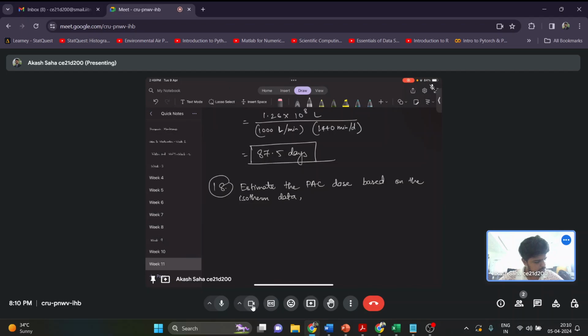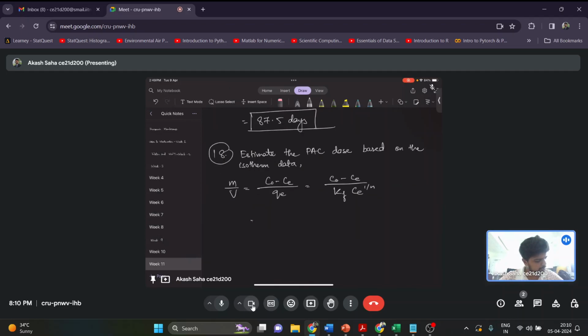Okay, so again m by v is equal to C naught minus C, over qe, and qe is equal to Kf into C to the power 1 by n. So if we substitute, we will get 5 minus 1 divided by 150 into 1 to the power 0.5. Fine. So this is what it is. So we will get 0.0267 gram per liter. So this is my m by v. Okay. So this is what I got as the PAC dose.